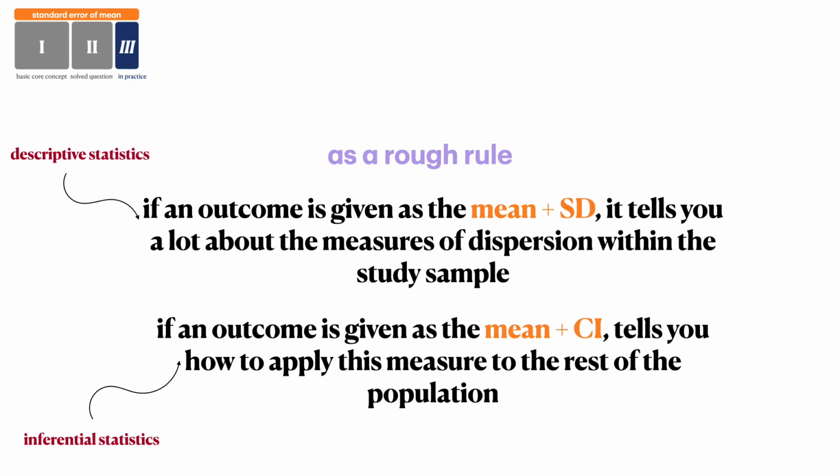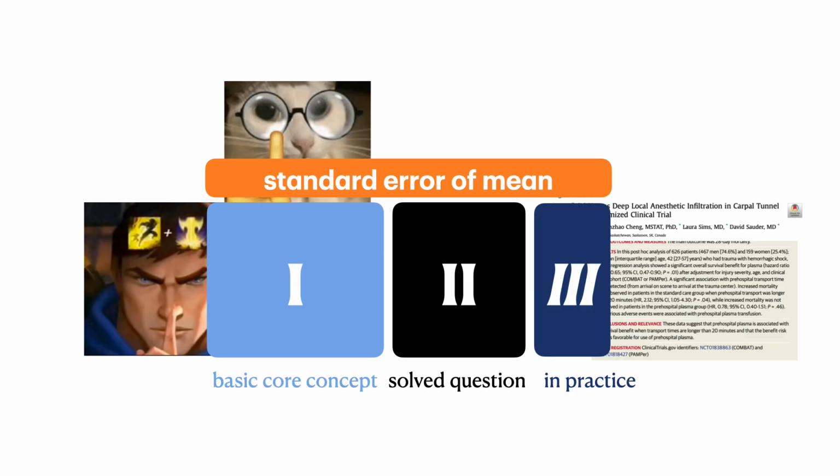As a general rule, if an outcome is given as a mean plus standard deviation, this will tell you a lot about the measures of dispersion within the study sample and tells you a lot about the study itself and how valid it is. This is a good example of a descriptive statistic. However, if that same outcome is given as a mean plus confidence interval, the authors want to tell you how to apply this measure to the rest of the population, and this is an example of inferential statistics. And with that, we are finally done with this topic.